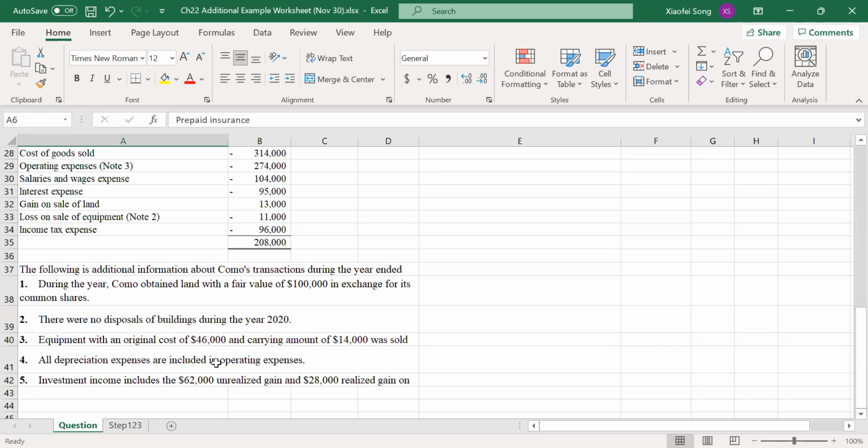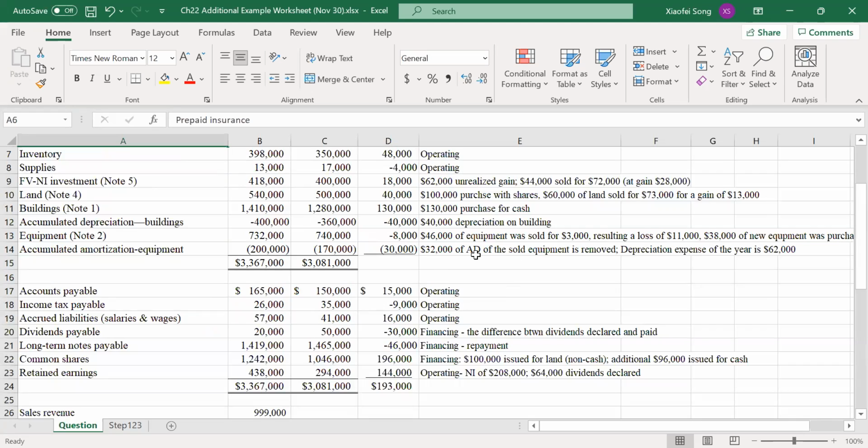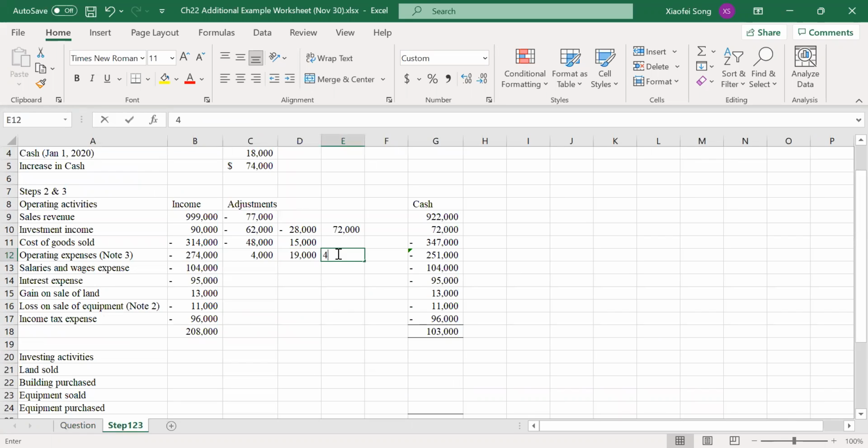Depreciation expenses are included in the operating expense, and we already analyzed our accounts, so we determined that the depreciation expense for equipment is 62,000, and the depreciation for building is 40,000. Those are non-cash expenses, so we should add them, right? So we add 40,000, that's depreciation on the building, and 62,000, that's depreciation on the equipment. So that's all the adjustment.